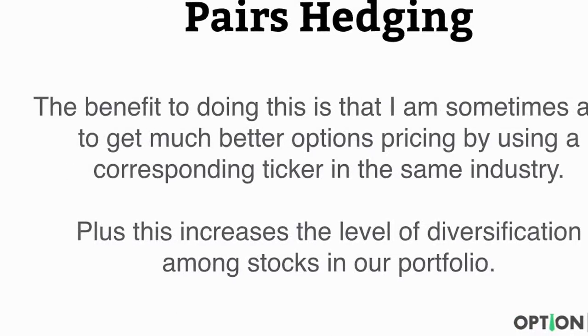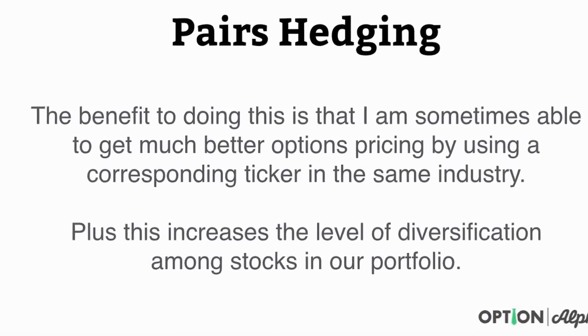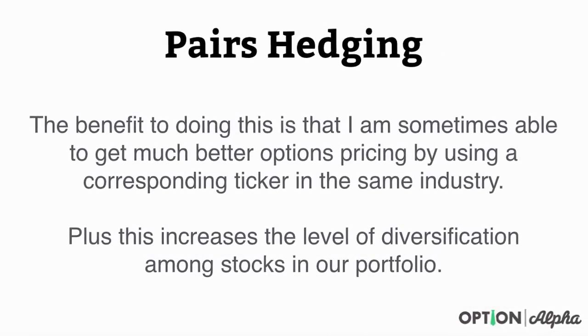So again, the big benefit to doing this is that I'm sometimes able to get much better pricing on something in a corresponding ticker in the same industry, like ExxonMobil or USO or GLD. Plus, this also increases the level of diversification among stocks in our portfolio. So now we don't have additional positions in Halliburton. Now we have that position split, and it's delta neutral, but it's across two different stocks in the marketplace that are very similar and correlated. So it increases the level of diversification in our portfolio and the number of trades that we make.